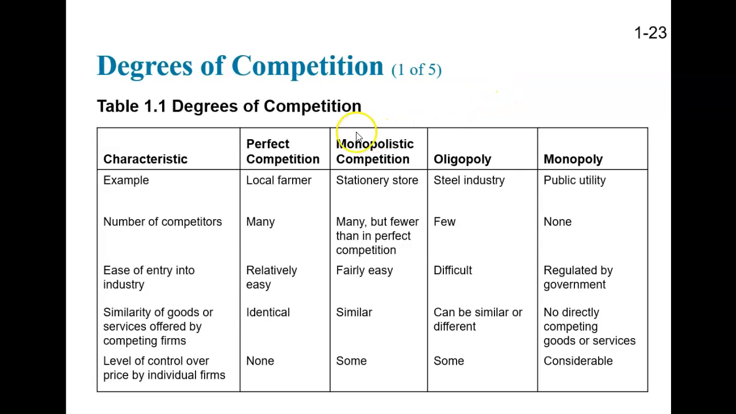And the concept of price elasticity comes into play, and it starts to make sense when you look at it that way. So these are specific examples of it, but in a perfect monopoly, there are no real competitors. It's usually regulated by the government, with no directly competing goods or services, and the level of control over price by individual firms is huge.